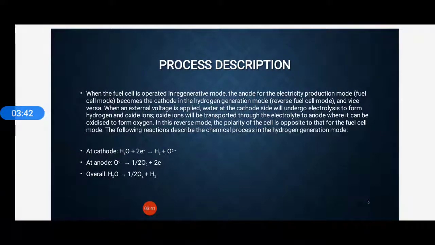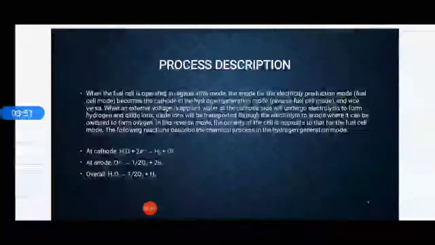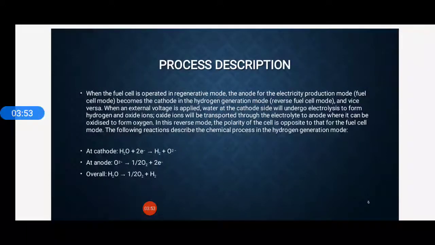When an external voltage is applied, water at cathode side will undergo electrolysis to form hydrogen and oxide ions. Oxide ions will be transported through the electrolyte to anode where they can be oxidized to form oxygen. In reverse mode, the polarity of cell is opposite to that for the fuel cell mode. The following reaction describes the chemical process in the hydrogen generation mode, showing the process of fuel cell when working in the regenerative mode.